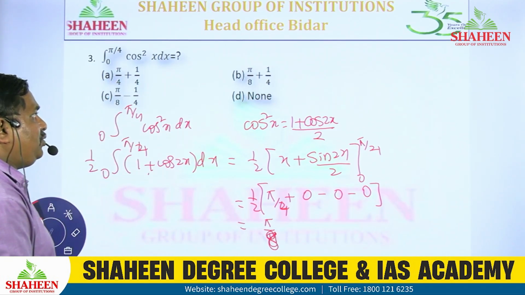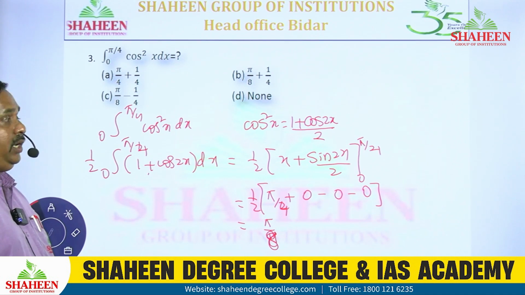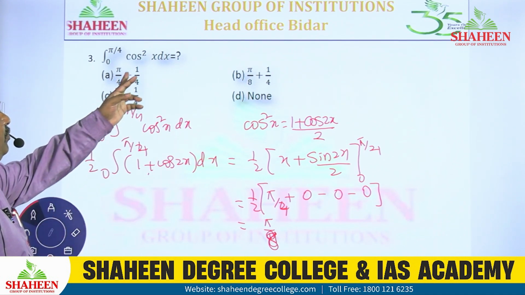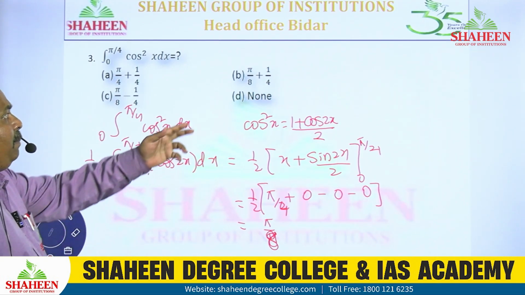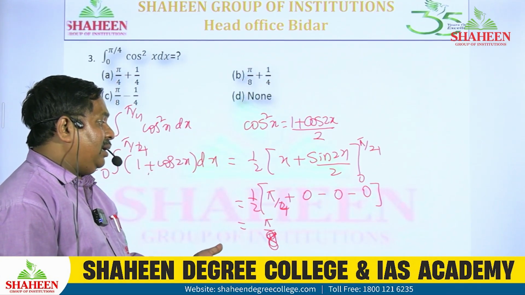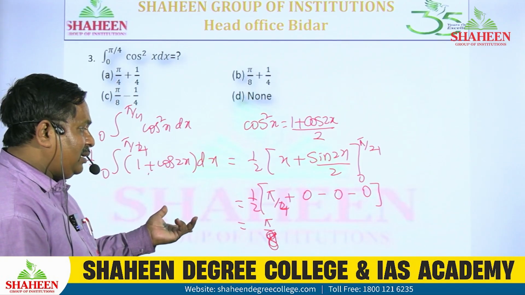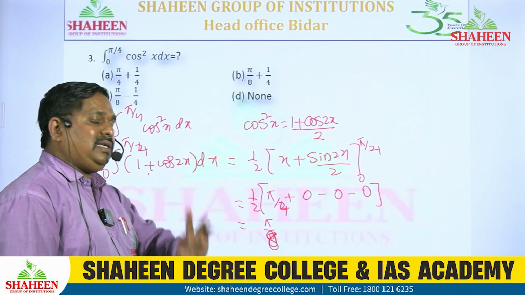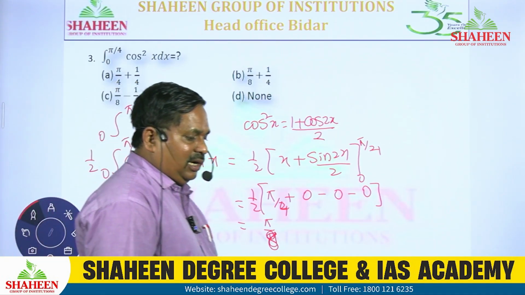Checking the options, we don't have this option, because the first option is pi by 4 plus 1 by 4. But our answer is pi by 8. We have pi by 8, but the extra term 1 by 4 we don't have here. Here minus 1 by 4 we don't have this term. Then none of these is the answer. Clear? So in this way we are solving this kind of problem.